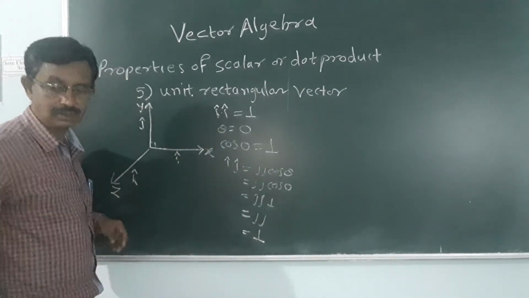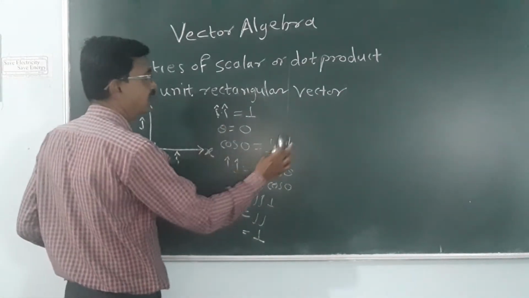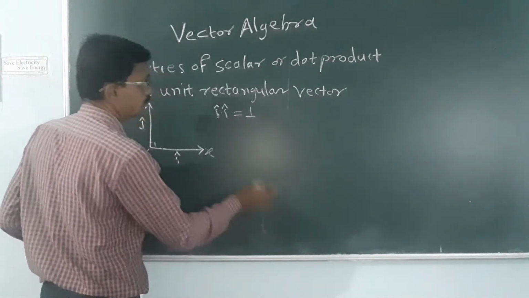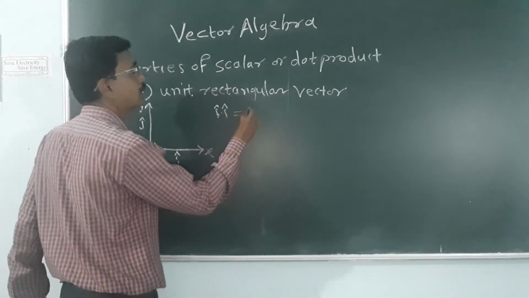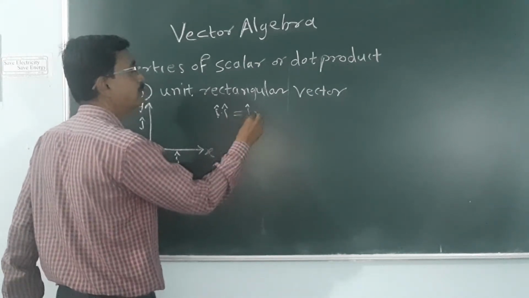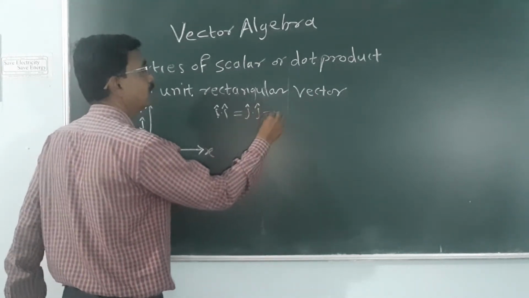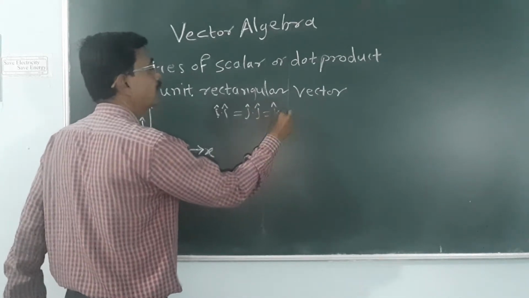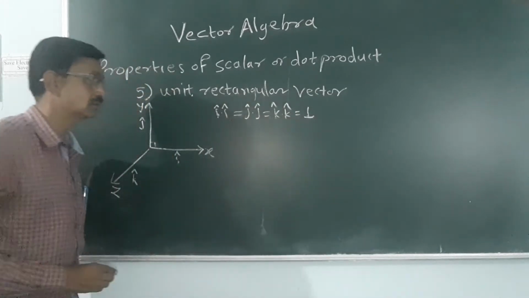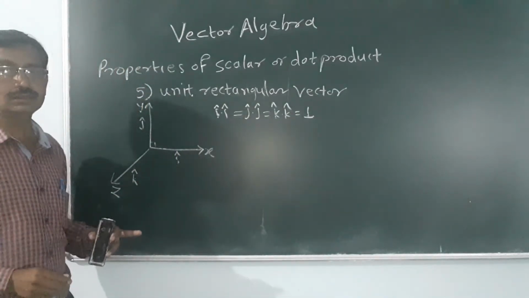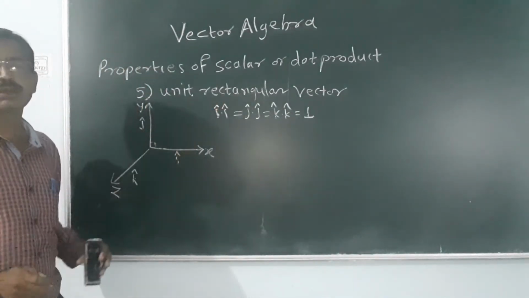In this way, this property indicates that unit vector i dot i is equal to unit vector j dot j is equal to unit vector k dot k is equal to 1. So this is one of the properties of the unit rectangular vector.